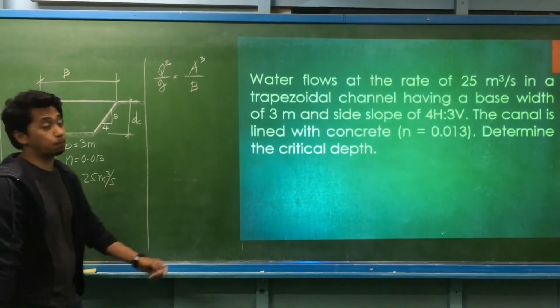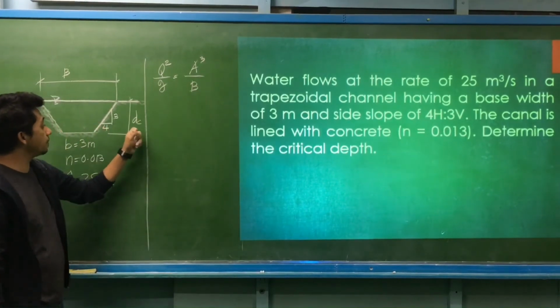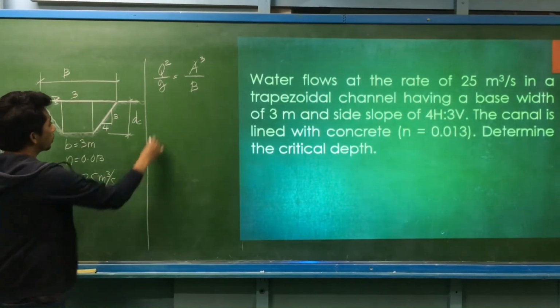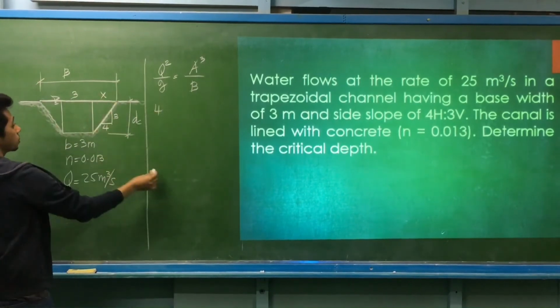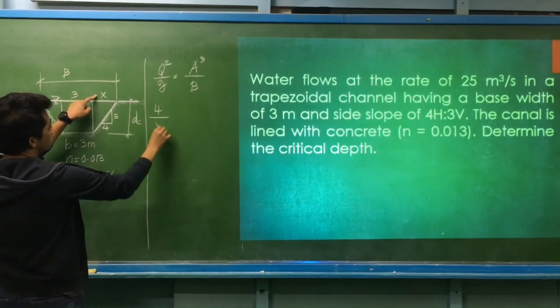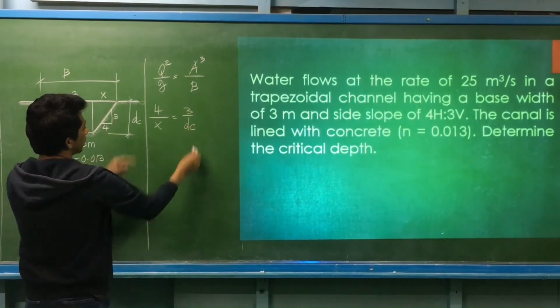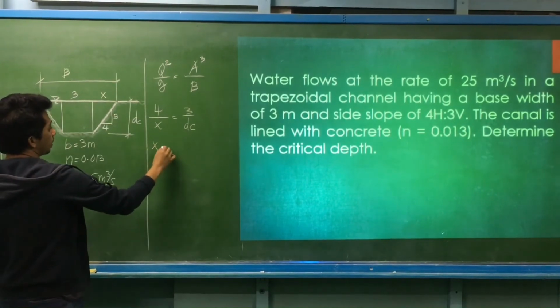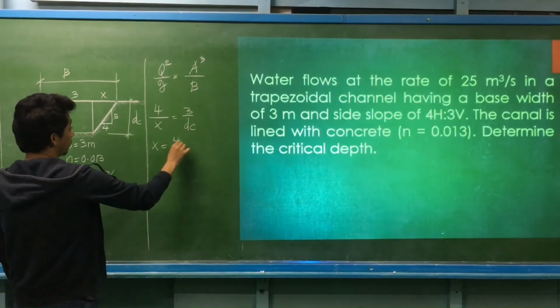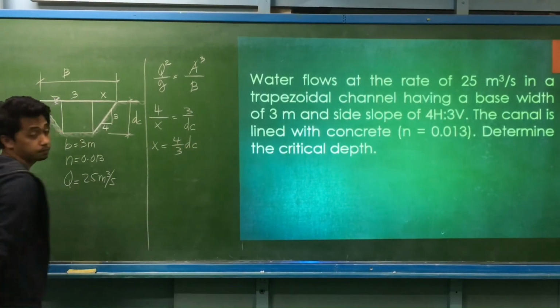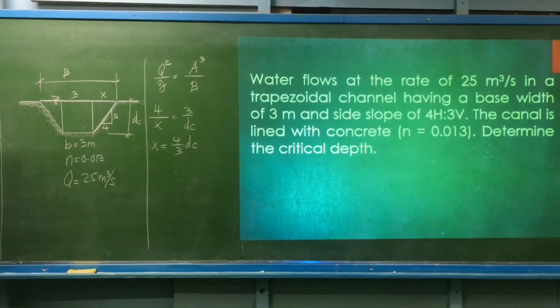All we have to do is express A and B in terms of the critical depth. So what will be the dimension of the top base? This is the same as 3 meters. 4 horizontal, let's say this is X. So 4 is to X, and 3 vertical is to the critical depth. So the equivalent of X in terms of the critical depth is 4 over 3 of the critical depth. So 4 over 3 of the critical depth, that will be the value of X.